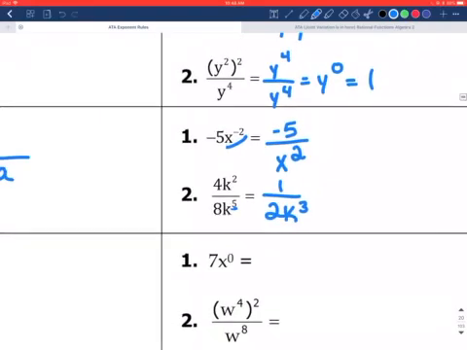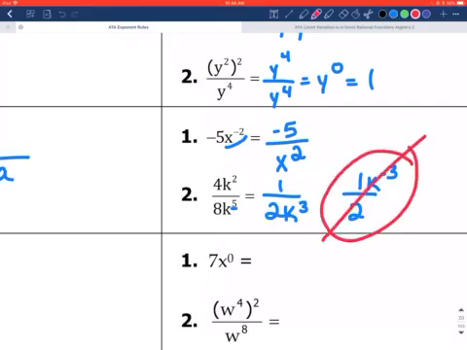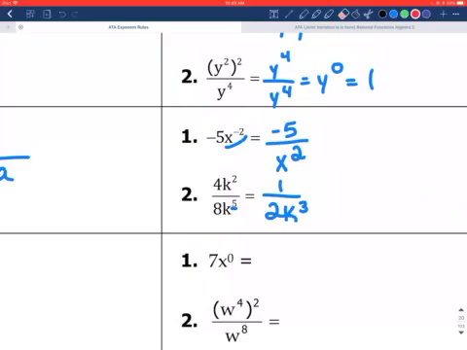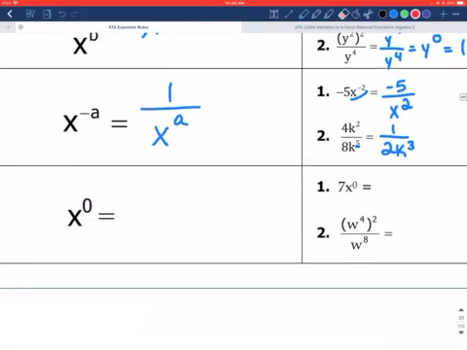However, I do not want you to leave it as a k to the -3rd up top. You can't leave a negative exponent in your final answer. So this would be incorrect if you put it as a final answer. But it would be okay if it was just a step in your problem and then you move that k to the 3rd down to the bottom.